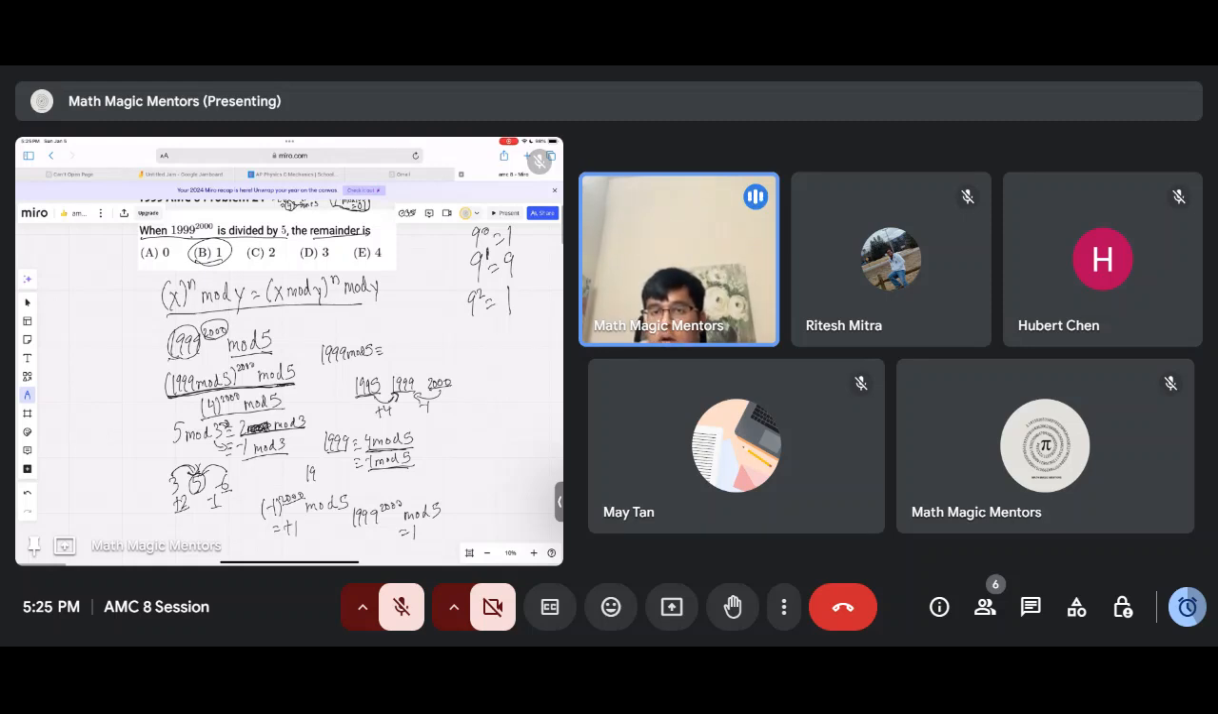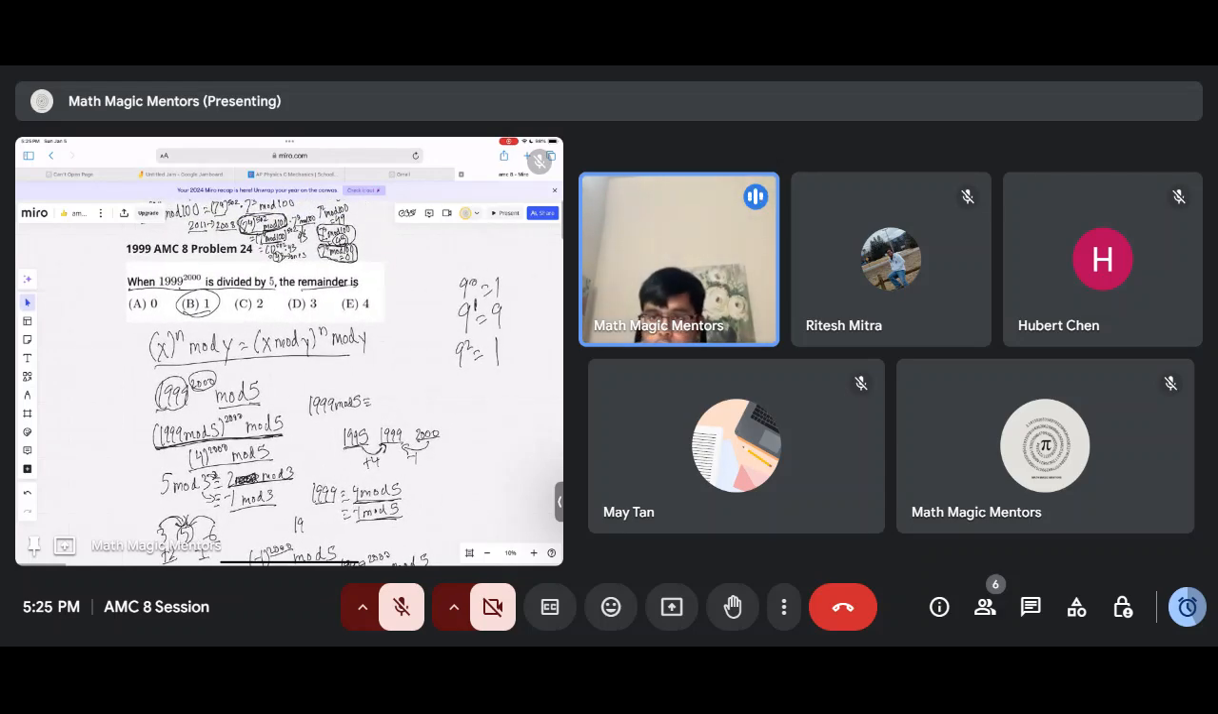But for me, honestly, this way is much easier, because if you just look at the number, and you have knowledge of mods, you can see 1999 mod 5 immediately, that's equal to negative 1 mod 5. And so negative 1 to the 2000 is just 1, so it's just 1 mod 5, right? And that's how easy it can be if you know mods, compared to if you were just trying to find patterns between last digits and so on.